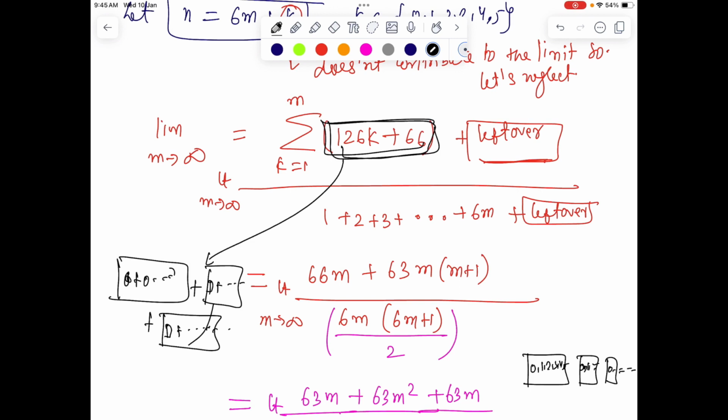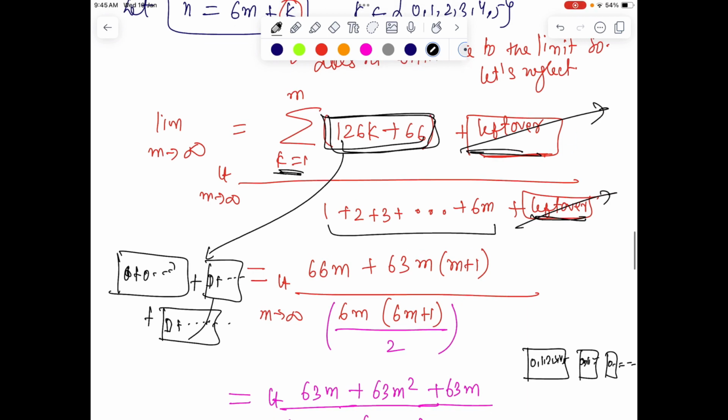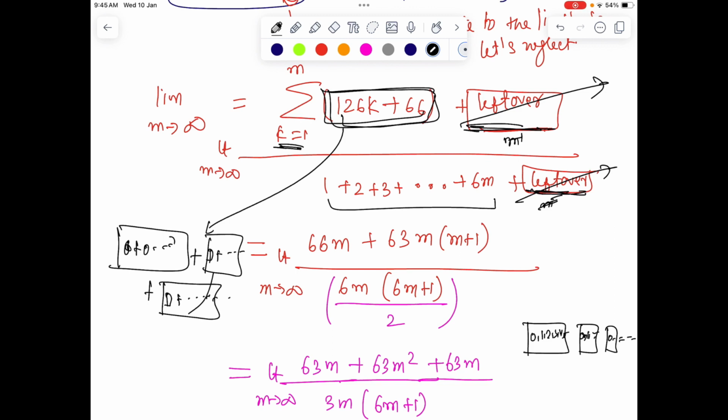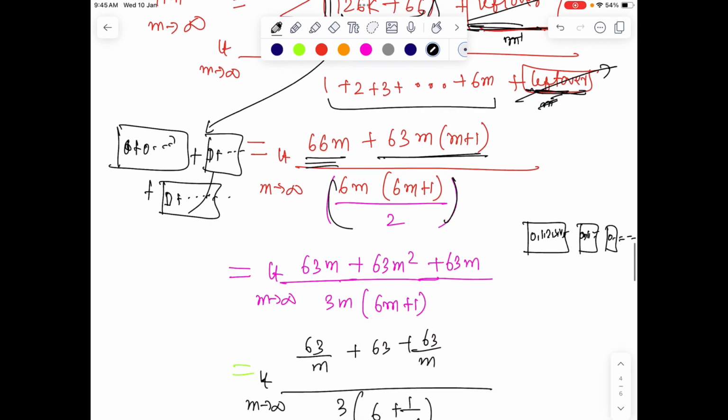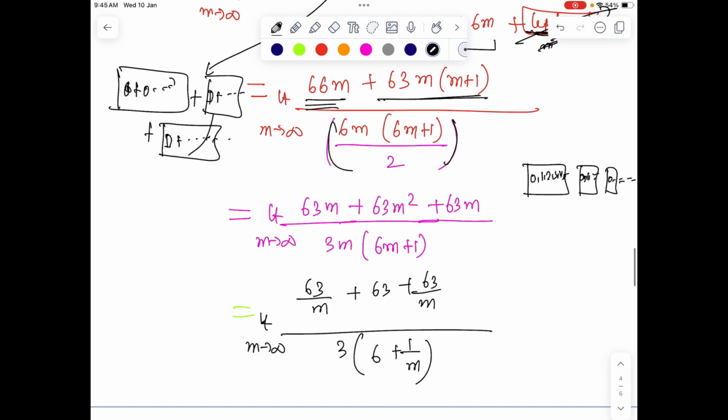So basically this summation of boxes can be written in a compact form, which is 126k plus 66, the LCM of any 6 consecutive numbers. And now we have to run the operation from k equal to 1 to m, and some leftover will be there. Similarly in the denominator, n is 6m plus something, so 6m plus some leftover. Now this leftover we can actually ignore, because anyway when we are dividing by the power of m or m square, it's going to die, right? So this summation, now it's sigma 126k plus sigma 66, will give 66m plus 63m into m plus 1, and the denominator is the same as before.